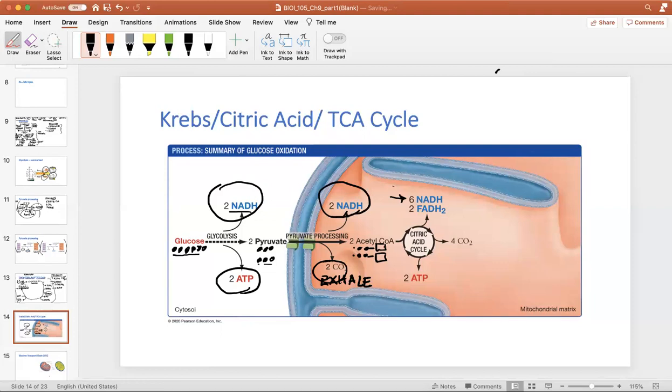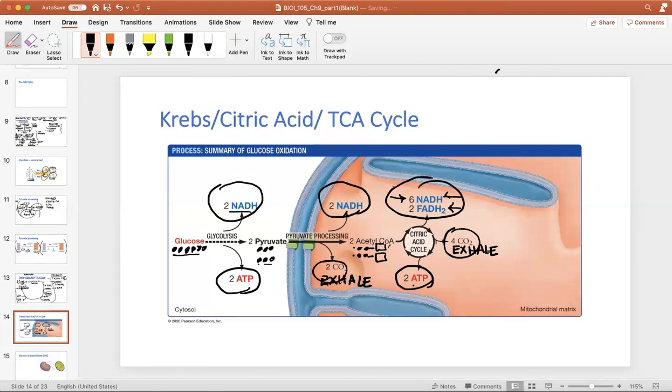Now, what's going to happen next is that each of these acetyl-CoA molecules is going to feed into this citric acid cycle. And for each turn of the citric acid cycle, we get 6 NADHs, 2 FADH2s, so these are high energy electron carriers. We lose 4 carbons, 1, 2, 3, 4. We're going to lose them in the form of CO2, which again is waste. You exhale this. And we're going to gain 2 ATP.